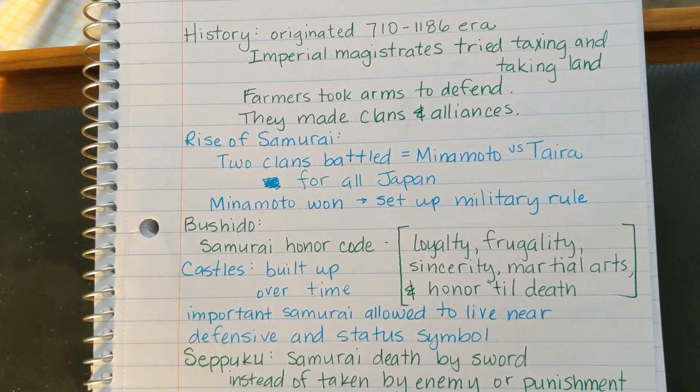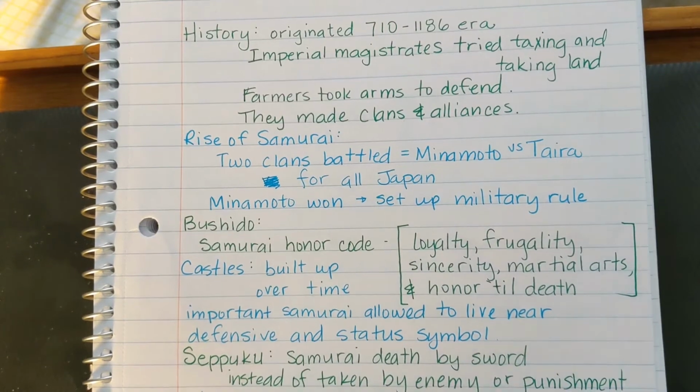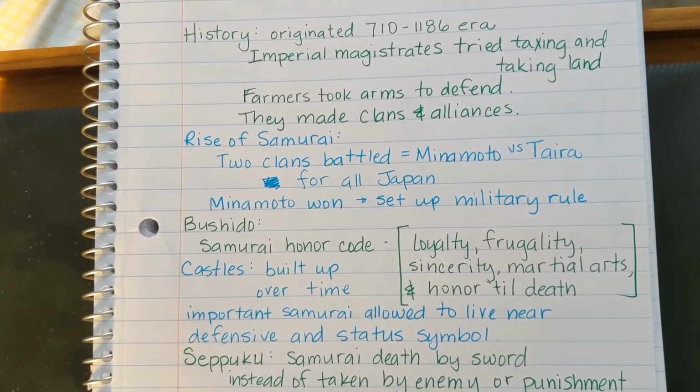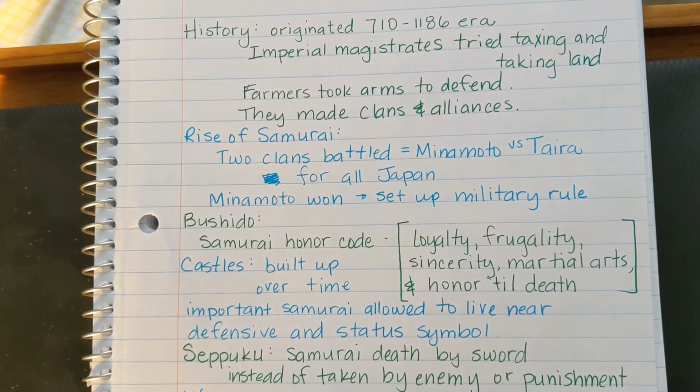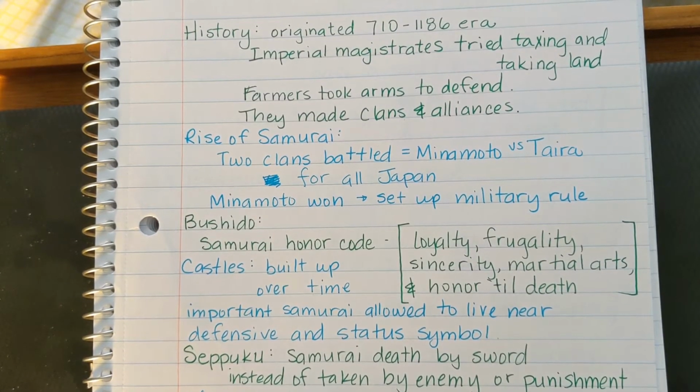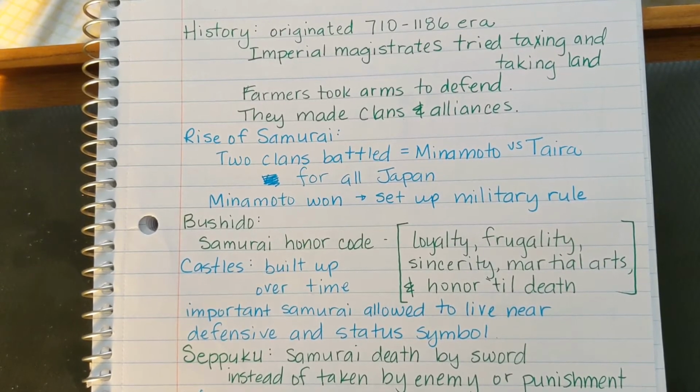On the previous notes, I noted that he was the one that moved the capital to a different city, and the emperor stayed as more of a placeholder, a figurehead, but all the power went to Minamoto. He took over.